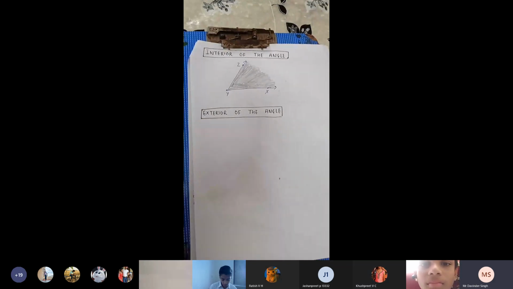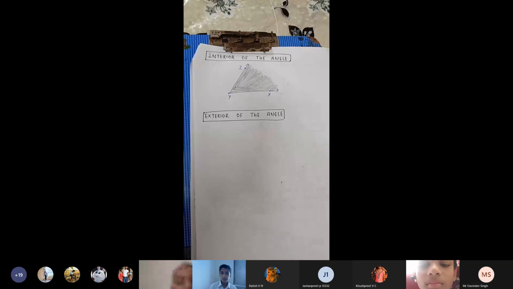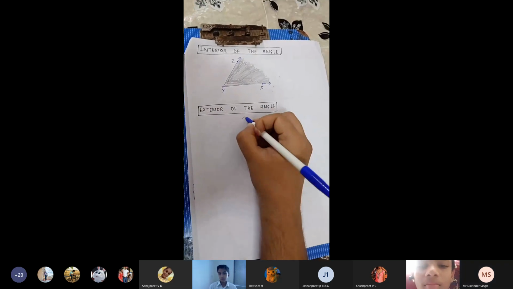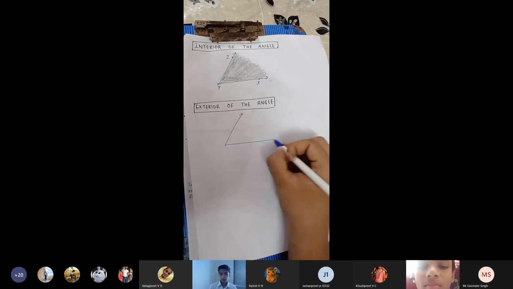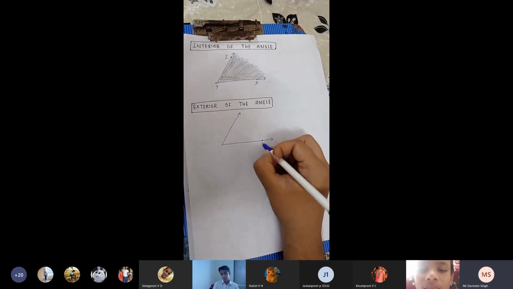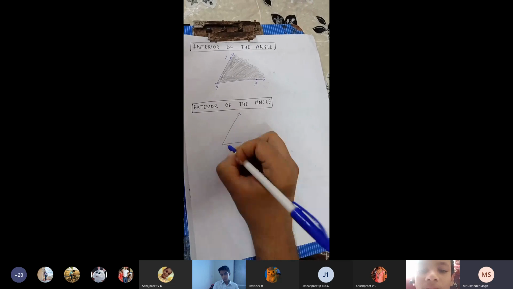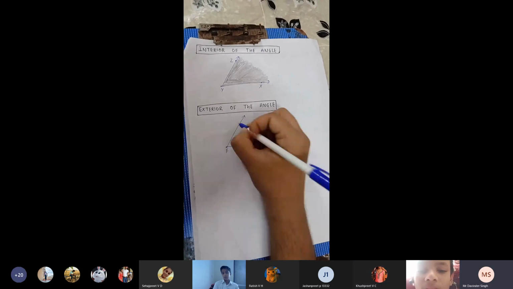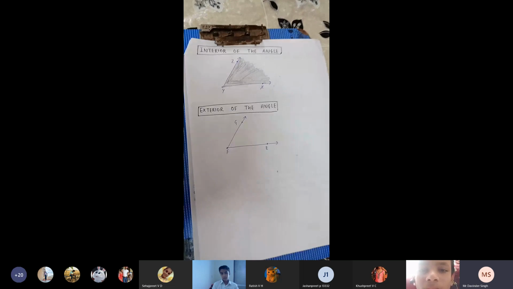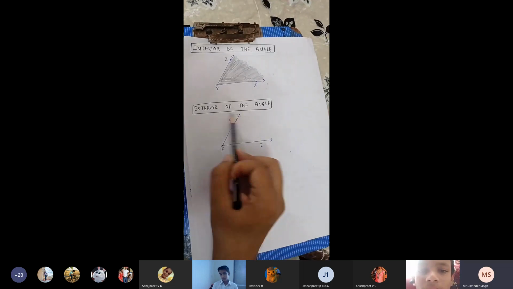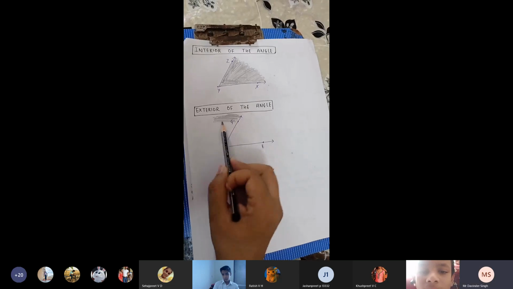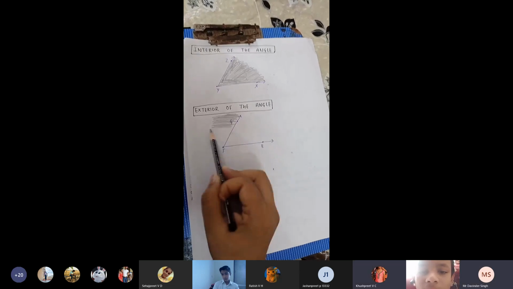Similarly, if I talk about the exterior, suppose now the angle is EFG. You can take any name. So I'm taking EFG. So what will be the exterior here? Exterior will be this part. This whole part that is not the interior will be the exterior.